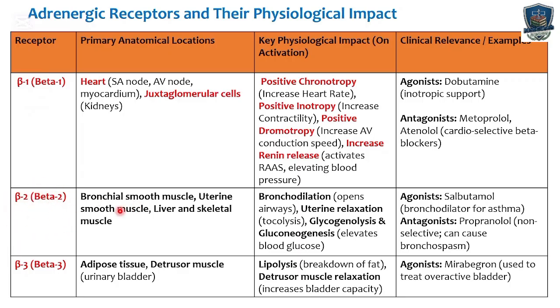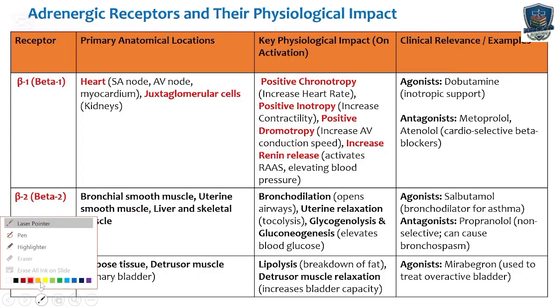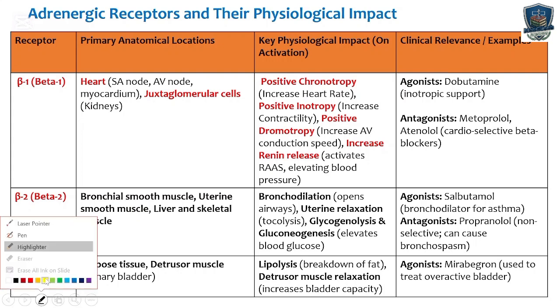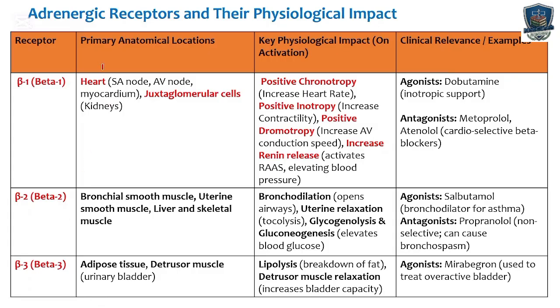receptors, they're majorly found on the bronchial smooth muscle. Let me just highlight something clearly. For this table, I want you to have a clear understanding of what I'm trying to explain. Let me highlight with red. So here, for beta 1, please remember that this is found in the heart. And for beta 2, remember this is majorly found on the bronchial smooth muscle. So don't forget that.